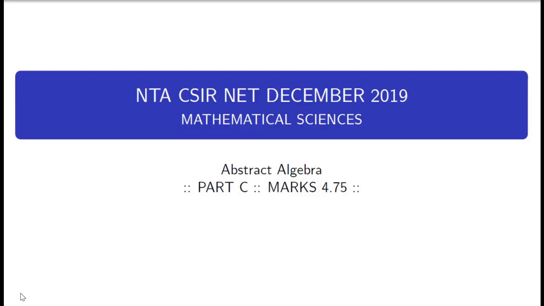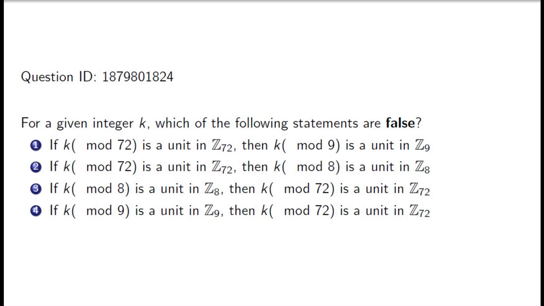Hi, this is a question from CSIR NET 2019 December session, Part C, Abstract Algebra. The question is, for a given integer k, which of the following statements are false? First option: if k mod 72 is a unit in Z72, then k mod 9 is a unit in Z9. Second: if k mod 72 is a unit in Z72, then k mod 8 is a unit in Z8. Third: if k mod 8 is a unit in Z8, then k mod 72 is a unit in Z72. And fourth: if k mod 9 is a unit in Z9, then k mod 72 is a unit in Z72.